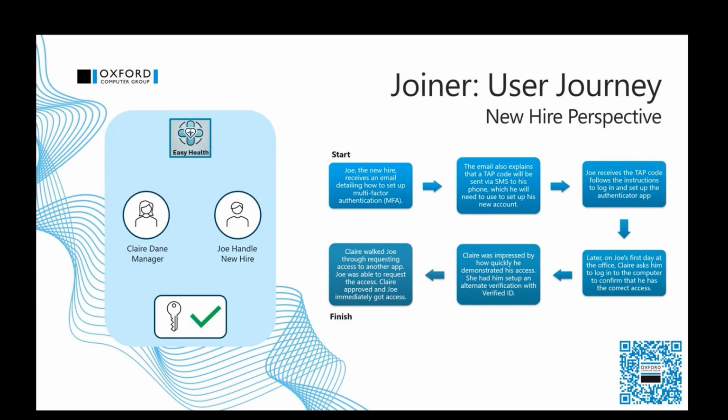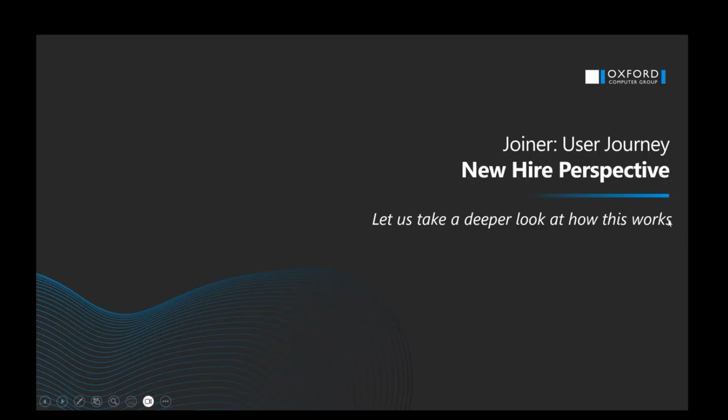Claire asked Joe to also set up an alternative verification and walked him through setting up Verified ID, and explained that this is used for a number of things across Easy Health, including verification when calling into the help desk. Claire saw that Joe had all the right access except for one app that was needed. So she showed Joe how to self-request that access. Then Claire was prompted for approval, being the manager, and immediately Joe was given access to this app. All right, so Nathan, why don't you show us what that looks like?